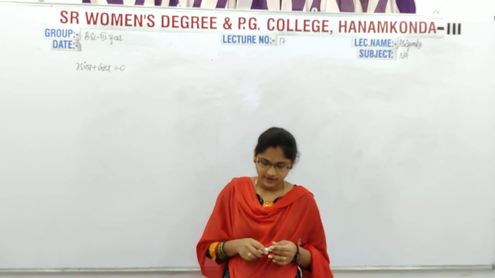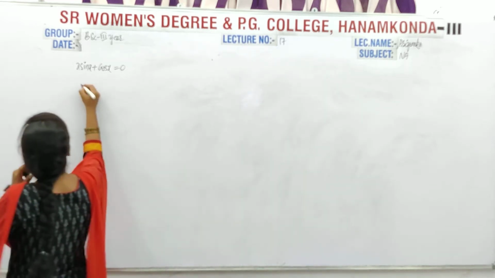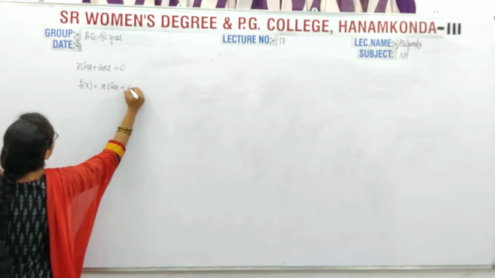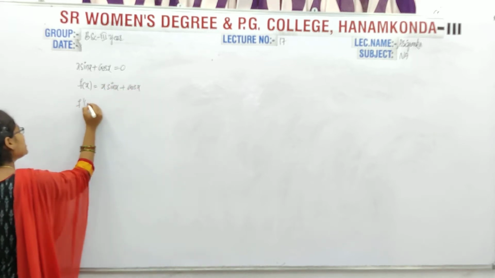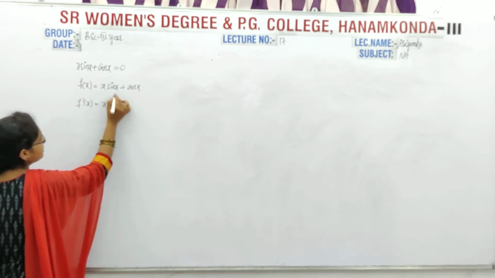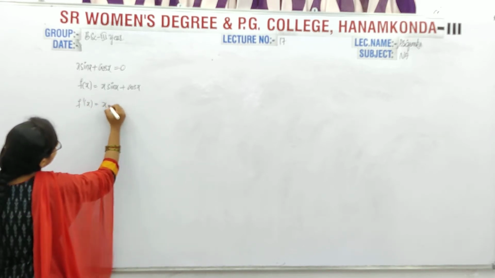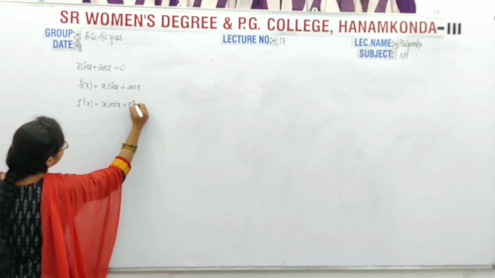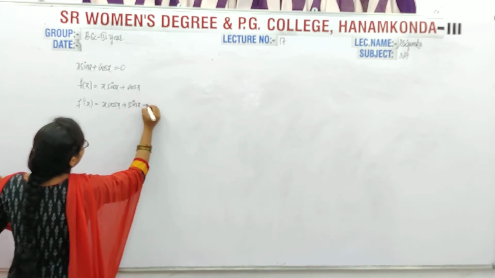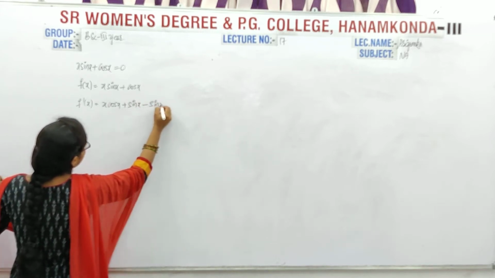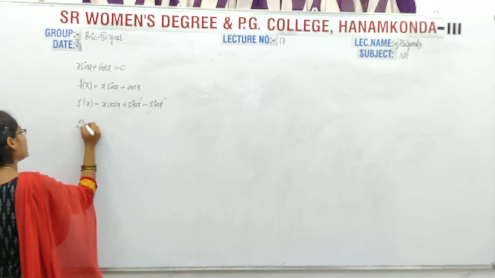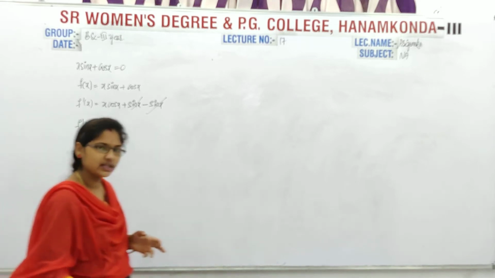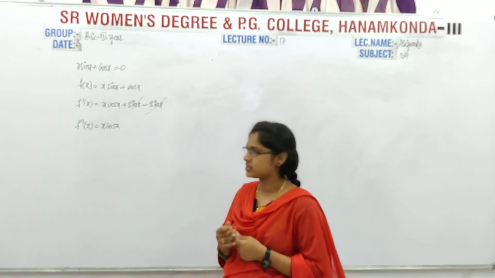Now write down, we have f of x is equal to x sin x plus cos x. What will be f dash of x? We have to use the u into v rule. So x into the derivative of sin x, which is cos x, plus sin x. Next, the derivative of cos x is minus sin x. Both will cancel. Therefore, f dash of x is equal to x cos x. So here we have the values of f of x and f dash of x.